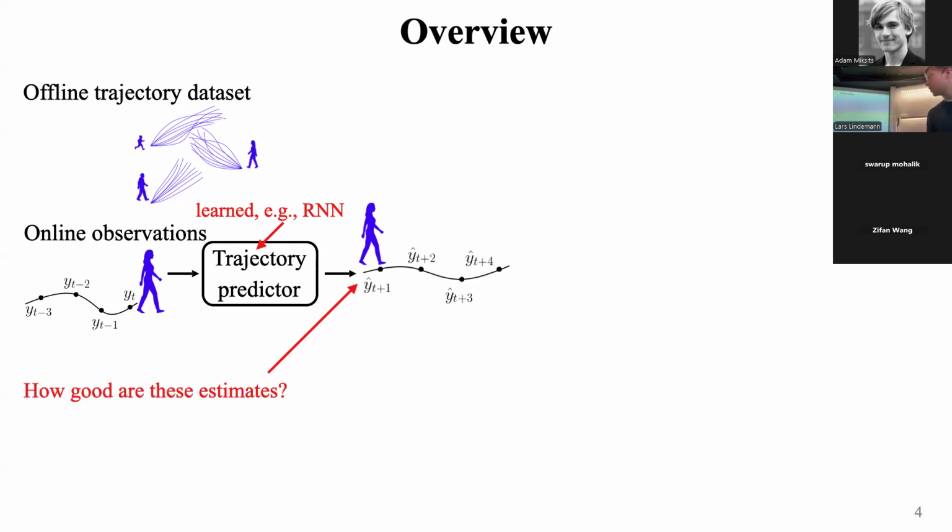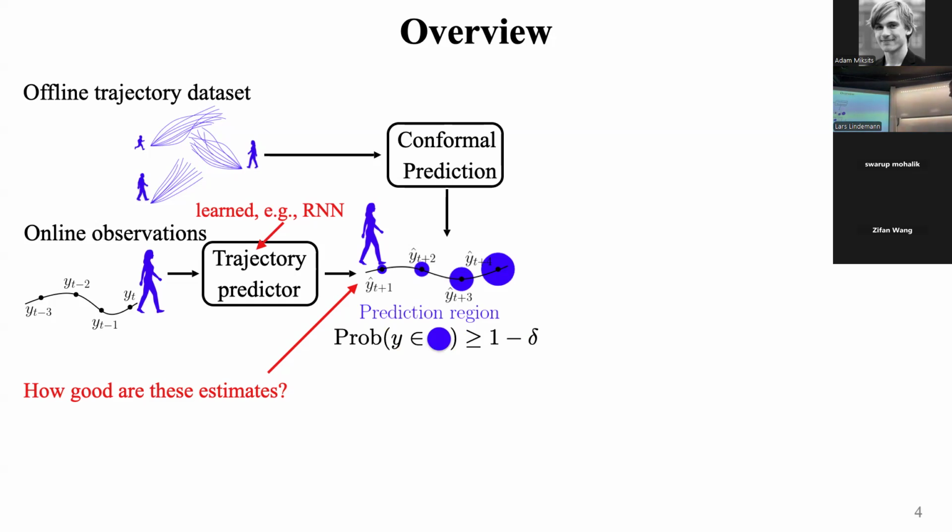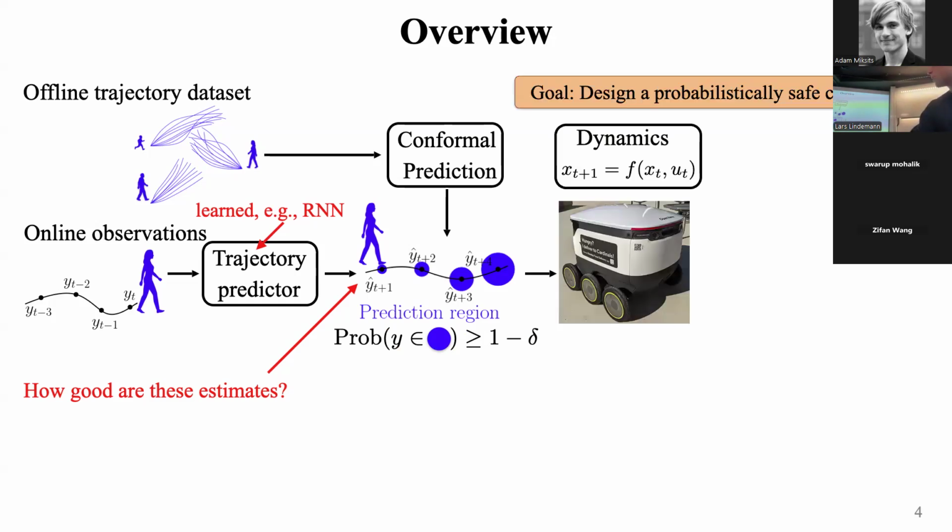And as noted already before, it's unclear how good these estimates really are. They could be good or they could be pretty bad, and that could have an effect on the controller that we're designing to avoid these. What we're doing is designing conformal prediction arguments to come up with prediction regions that are statistically valid in the sense that with probability no less than 1 minus delta, the pedestrian will be in these regions, right? Once we have these, it's quite intuitive what we'll do.